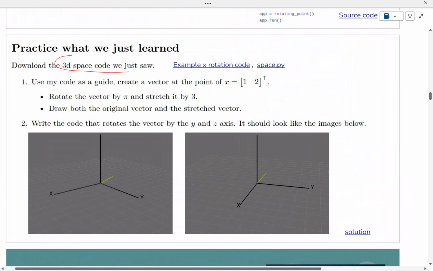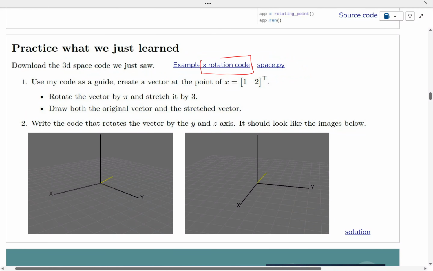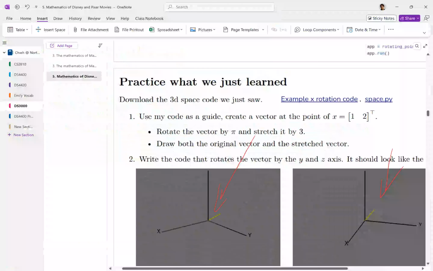You want to download the code that I gave you previously, this example code. In the example code, it was rotating around the x-axis. But now I would like you to update the code so that it rotates around the z-axis and the y-axis. It should look something like this. There we go. So you see how the left picture is now rotating around the z-axis. However, the other one is rotating around the x-axis.